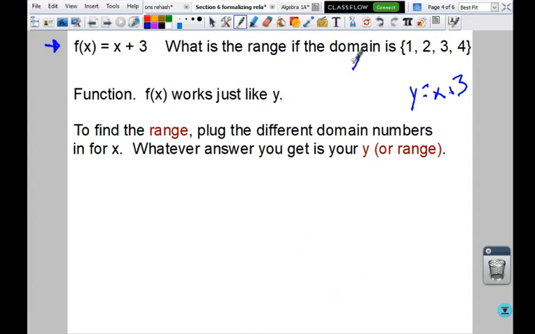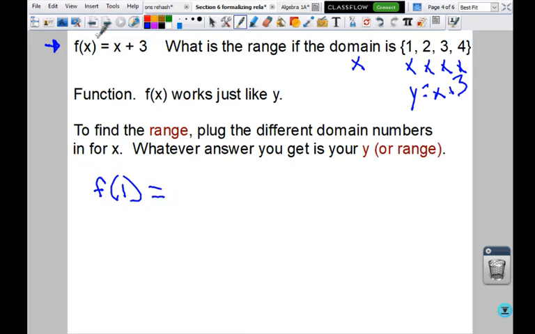So domain is x's, right? We're going to do a problem 4 times, and each time, we're going to plug in a different x. I'm going to start out when the domain is 1, what's our range? I'm going to take this number 1, and plug it in for my x's. So I'm going f of 1, replacing every x with the number 1. When you talk about functions, you read it as f of, and then whatever's on the inside. So we read this as f of x equals x plus 3. We would read this as f of 1 equals.